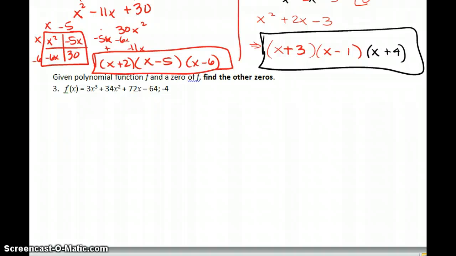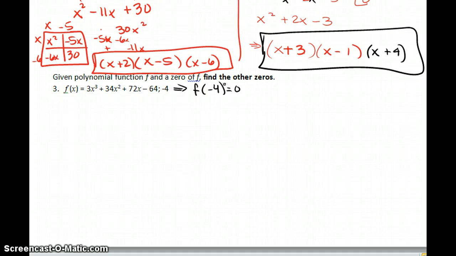Given the polynomial function f and a 0 of f, find all the other zeros. So for this one, it's a little bit backwards from what we were doing. This is the if and only if part of it. They're saying, here's my polynomial, and here's a 0. What this means is f of -4 is equal to 0.